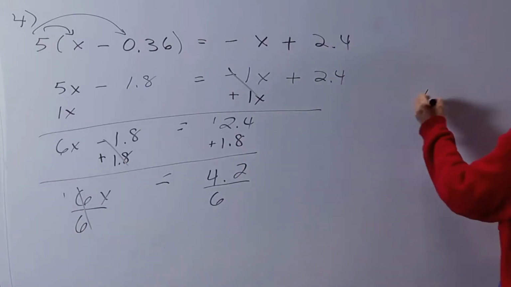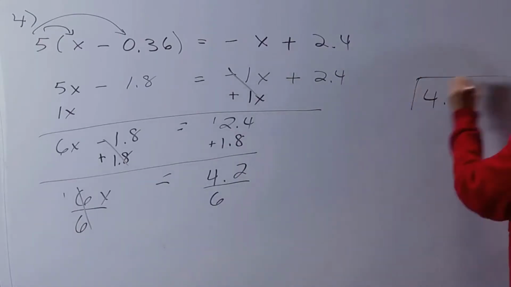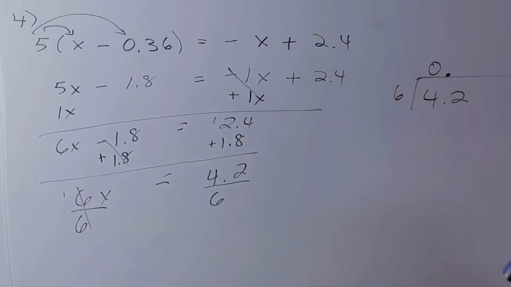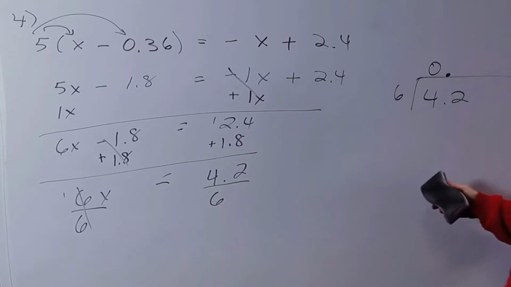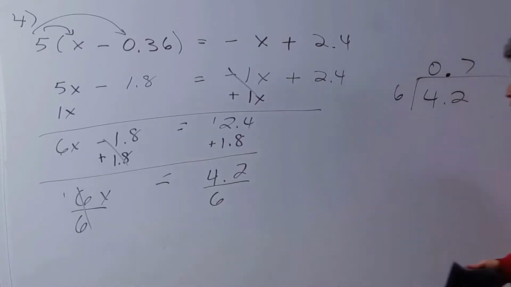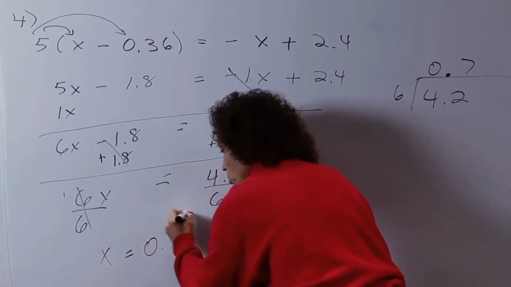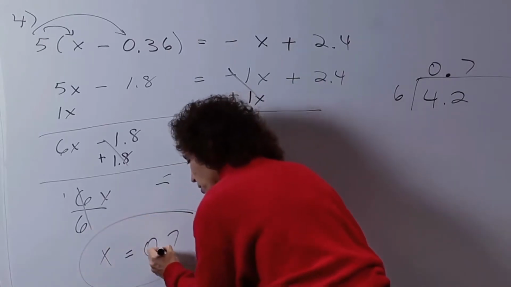4.2 divided by 6. Okay, 6 doesn't go into 4. 6 goes into 42 exactly 7 times. So this is x equals 0.7 or just 0.7.